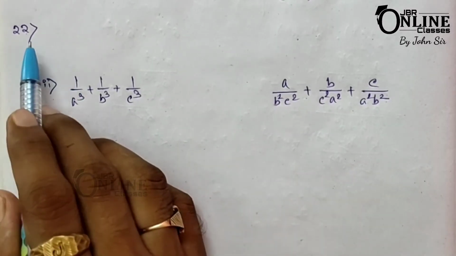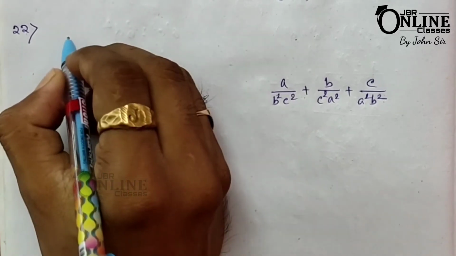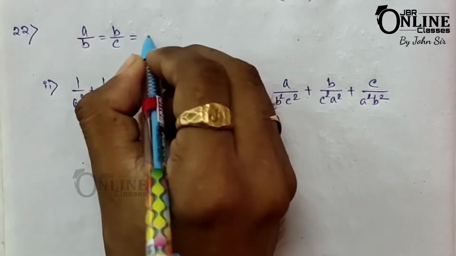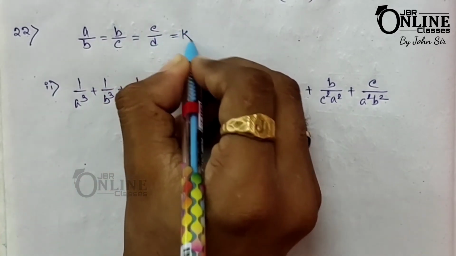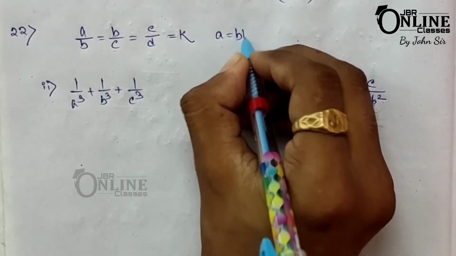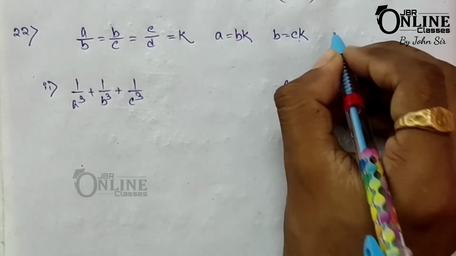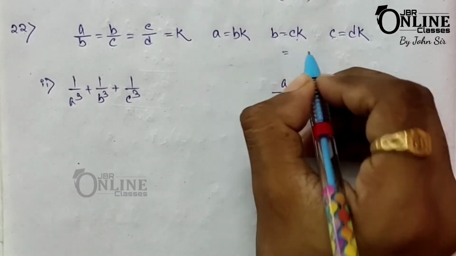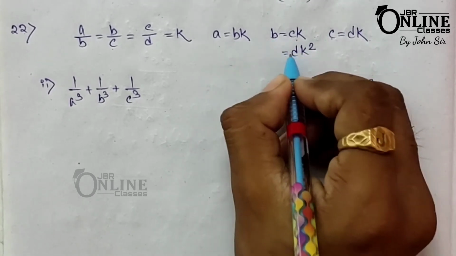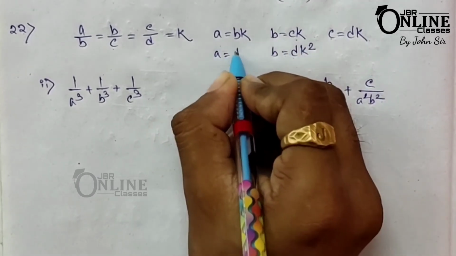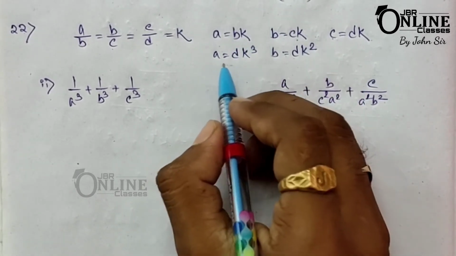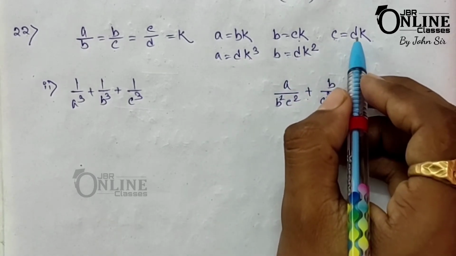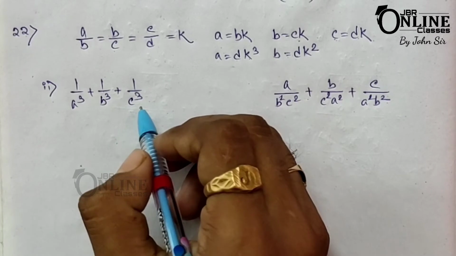Okay, now sum number 22. In sum number 22, if a, b, c, d are in continued proportion, that means a by b equals b by c equals c by d, and that equals k. So from that, a equals bk, then b equals ck, and then c equals dk. Now if c equals dk, that means b equals dk square. Now if b equals dk square, that means a equals dk cube. That means the final value of a equals dk cube, b equals dk square, and c equals dk. Now I am going to put down these values in the given proof.